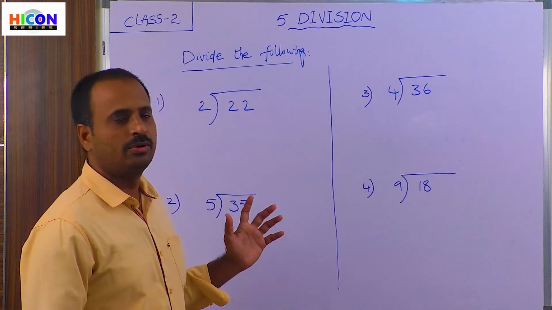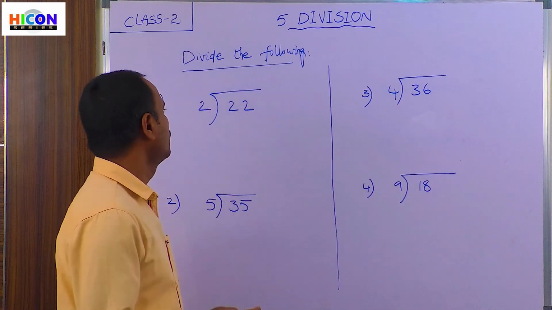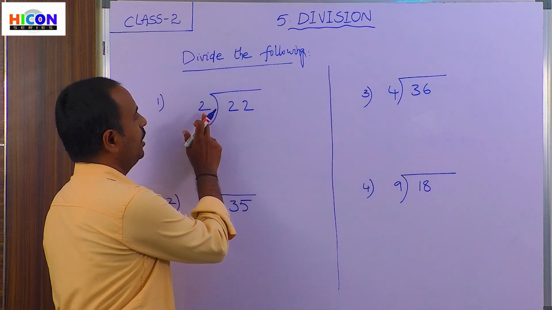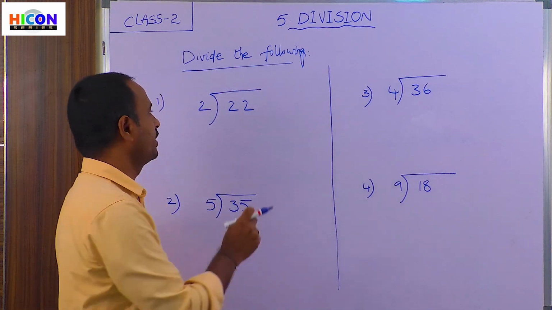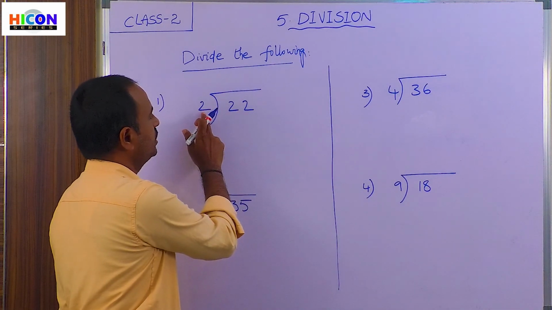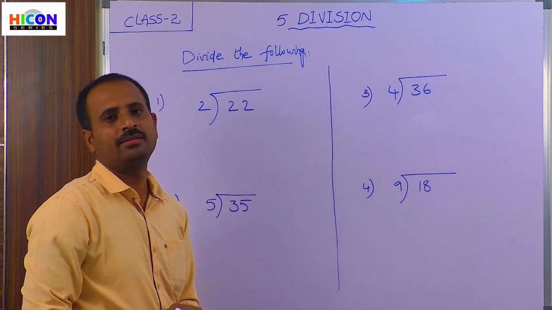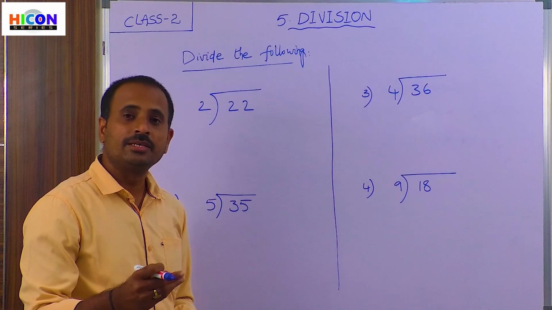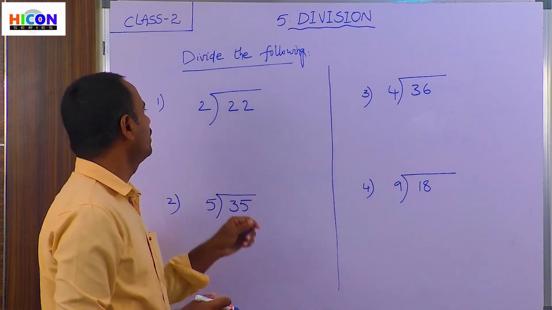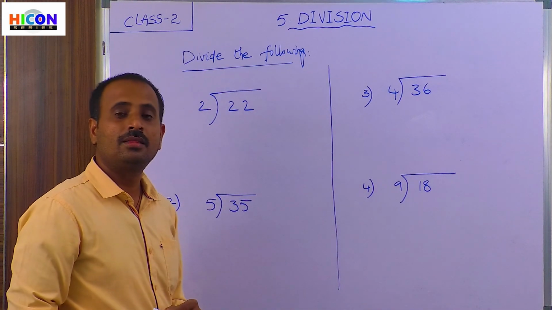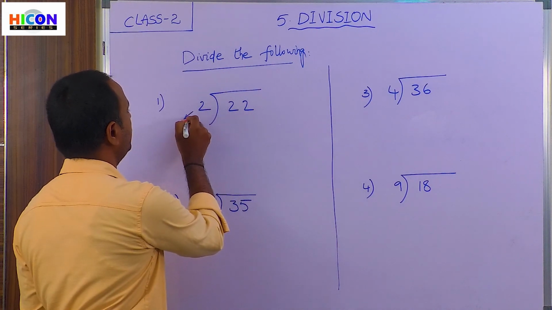So children, look at the board. Here are some 4 problems on the division. Let us see the first problem. Here in the first problem, you have to divide the number 22 by 2. Children, what is 22 called here? 22 is called the dividend. The number which is being divided by another number is called dividend. And what is the number 2 called here? The number 2 is called divisor.